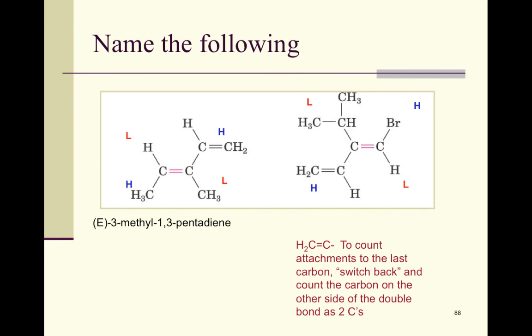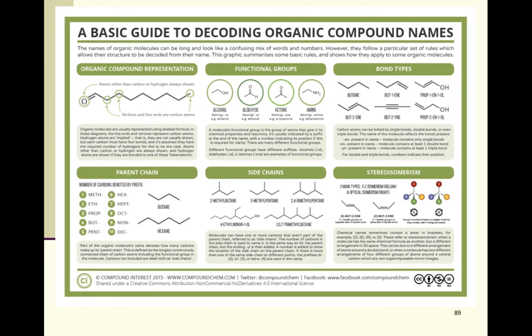All right, so I wanted to clean that up so you can kind of see the highs and lows better, and maybe you can go ahead and try this on your own. I wanted to go ahead and end this with a basic guide to decoding organic compound names. It shows you organic compound representation, functional groups, bond types, parent chains, side chains, and stereoisomers. And we haven't gotten to this very last one here, R and S. That's going to happen later on in the semester, maybe even next semester.